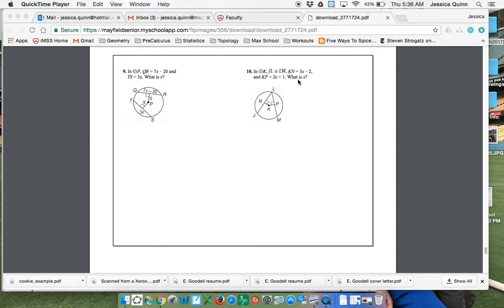Okay? And then similarly here, they tell us we have congruent chords, and then we want to know about KN and KP. Well, if the chords are congruent, they must be equidistant from the center. So that means KN equals KP, so I believe that would give us x is 3. No, hold on. Oh yeah, 3. Okay, so x is 3.